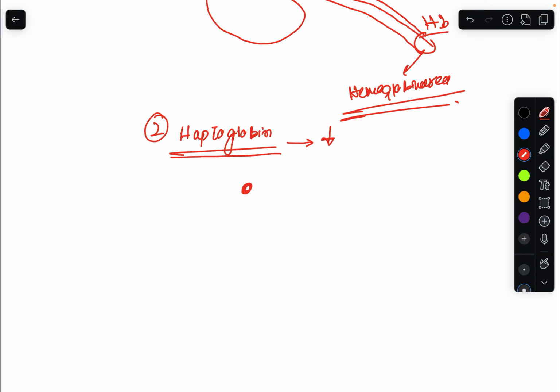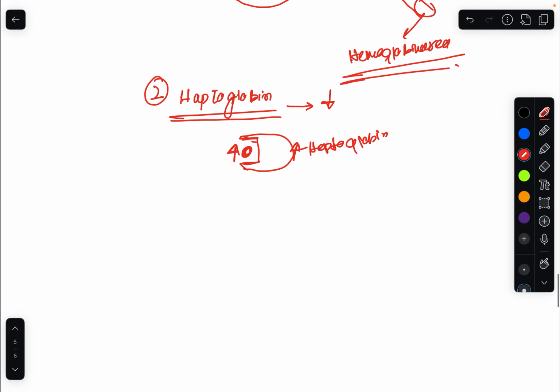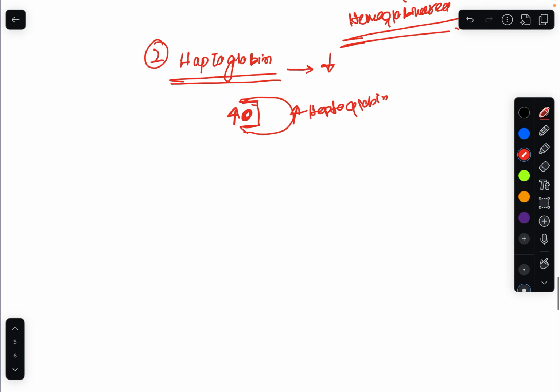Let's suppose this is hemoglobin and this is a molecule of haptoglobin. If more and more hemoglobin is being released into the circulation due to hemolysis, more and more haptoglobin molecules are used to bind that freely released hemoglobin in the circulation. So the concentration of haptoglobin in the circulation will be decreased. So this is another marker that hemolysis is going on.